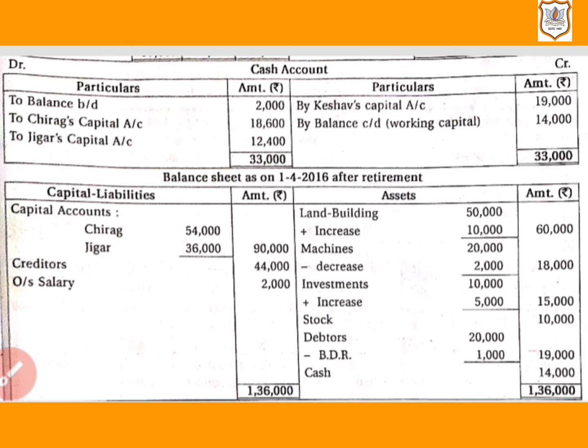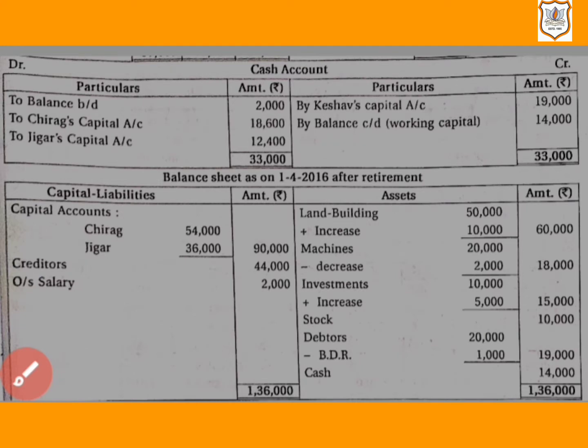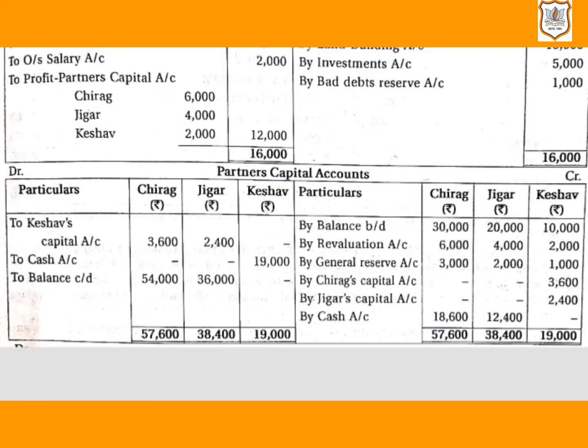Here closing cash balance is given, so we will show it on asset side in balance sheet. Here it is, cash 14,000, and we will show it on credit side of cash account also, as it is closing balance of cash. Here it is, by balance carried forward 14,000. Now remaining items from their old balance sheet will be recorded.